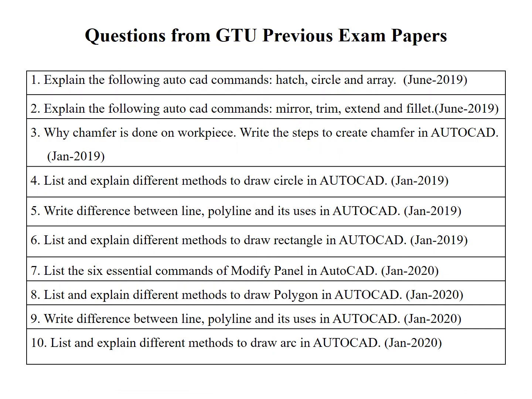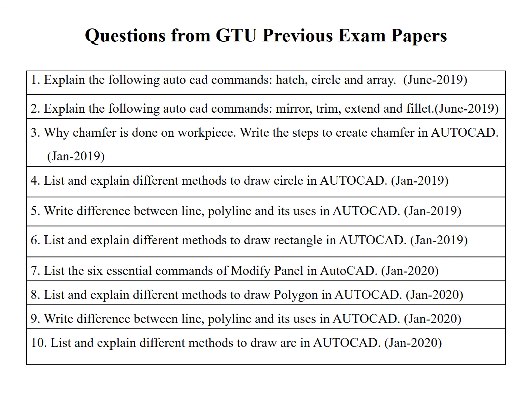These are the different questions available from G2 previous years' papers. Explain the following AutoCAD commands: hatch, circle, and array. Explain the following AutoCAD commands: mirror, trim, extend, and fillet. Why is chamfer done on a workpiece? Write the steps to create a chamfer in AutoCAD.